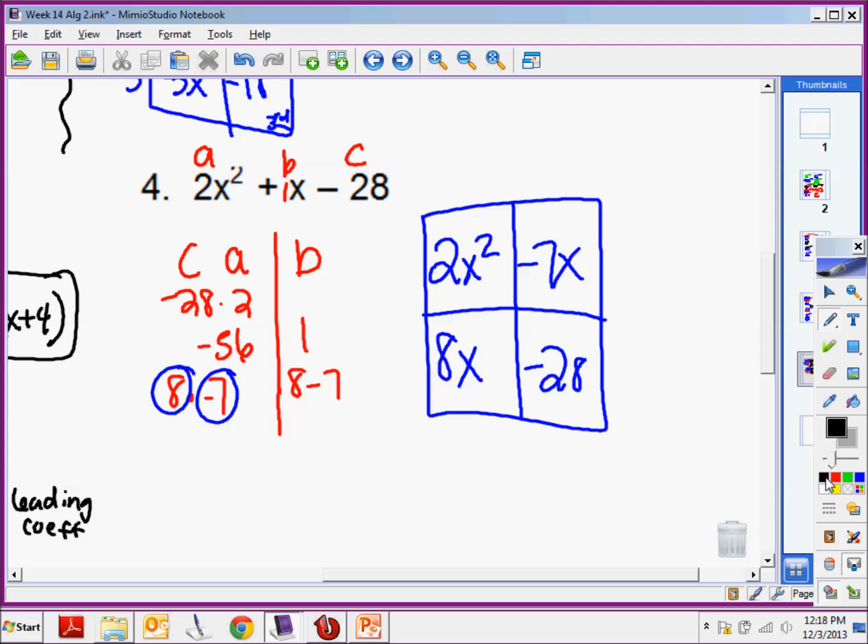What's the GCF? What if there's no greatest common factor of all of them? You go row by row. What's my greatest common factor? 1. What's my greatest common factor? 2x. Oh, that's 8x. What's my greatest common factor? Negative 7, because they're both negative. And another one's positive 4. So it's 2x minus 7 and x plus 4. 2x minus 7 times x plus 4.